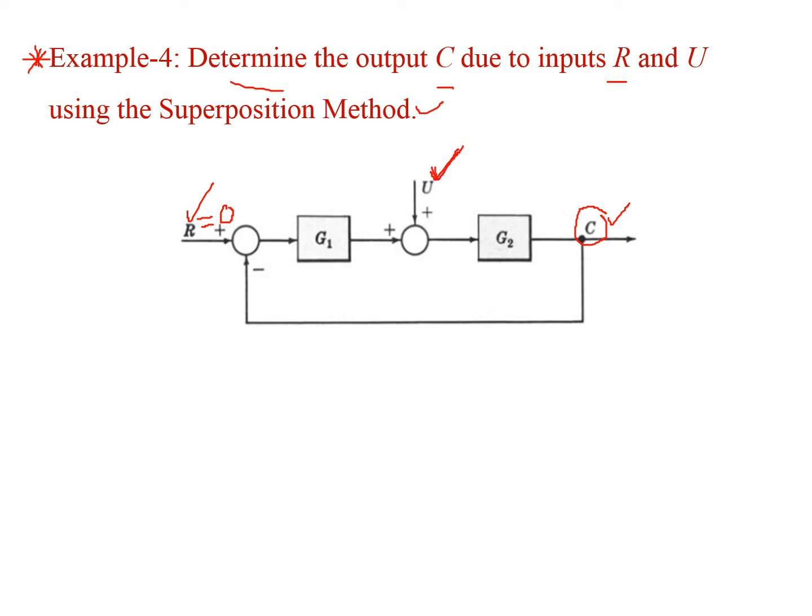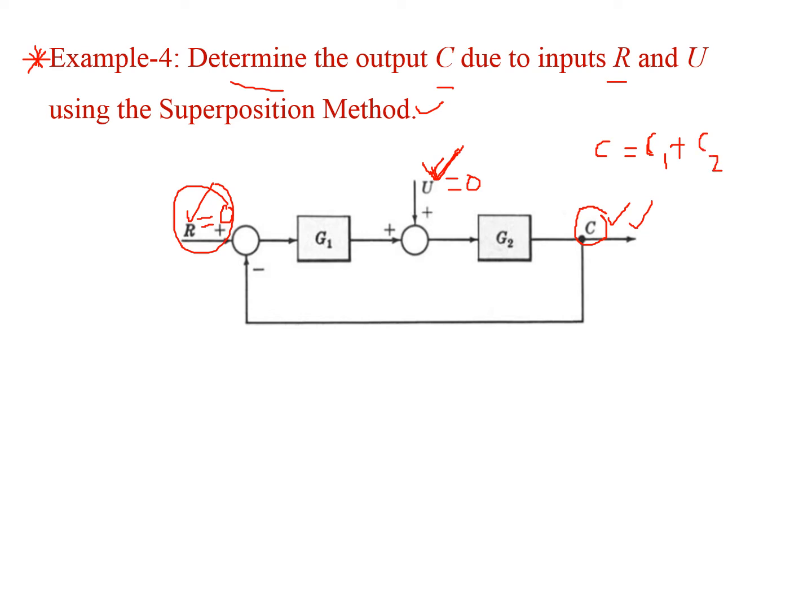Okay, after finding the output due to this input, in the second step you have to make this input 0, and you have to find out the output due to the other input. Okay, after finding the output due to the 2 inputs, in the third step we are going to add those 2 outputs. That is, the total output is the summation of the 2 outputs. Okay, that's the procedure for these types of problems.